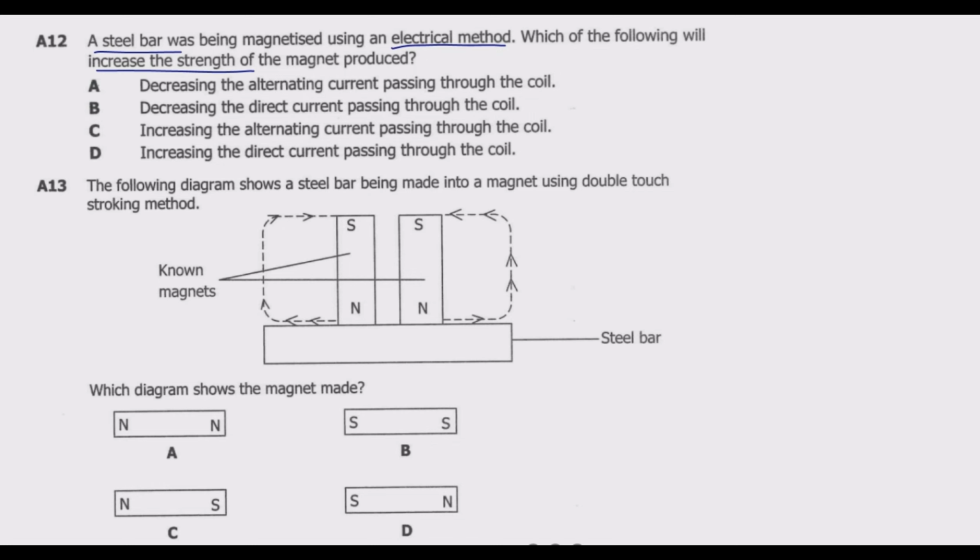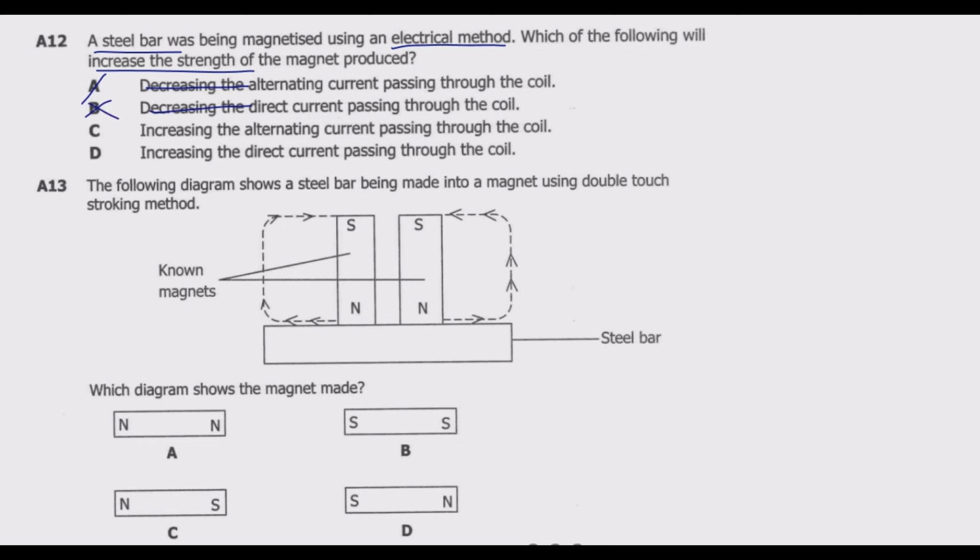Then let us look at now the options. So we have A, which is talking about decreasing the alternating current passing through the coil. So basically, we are not using alternating current. Remember, alternating current is used in transformers either to step down or step up the voltage of the power which is induced in that socket or line. Then we use a DC to make a magnet using the electrical method, which is the direct current. So anything decreasing is not correct.